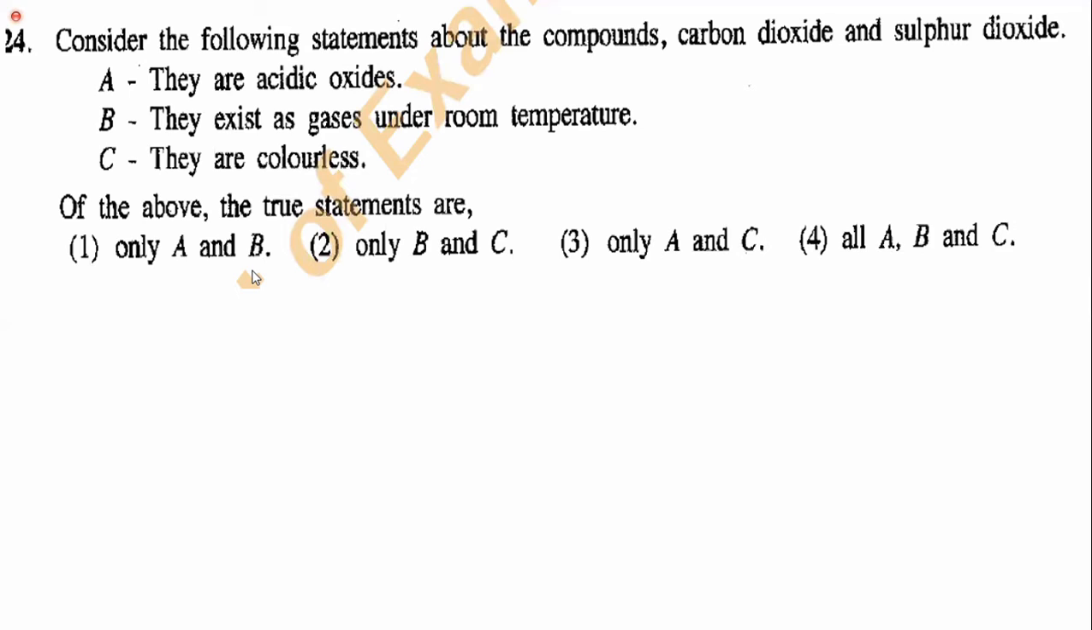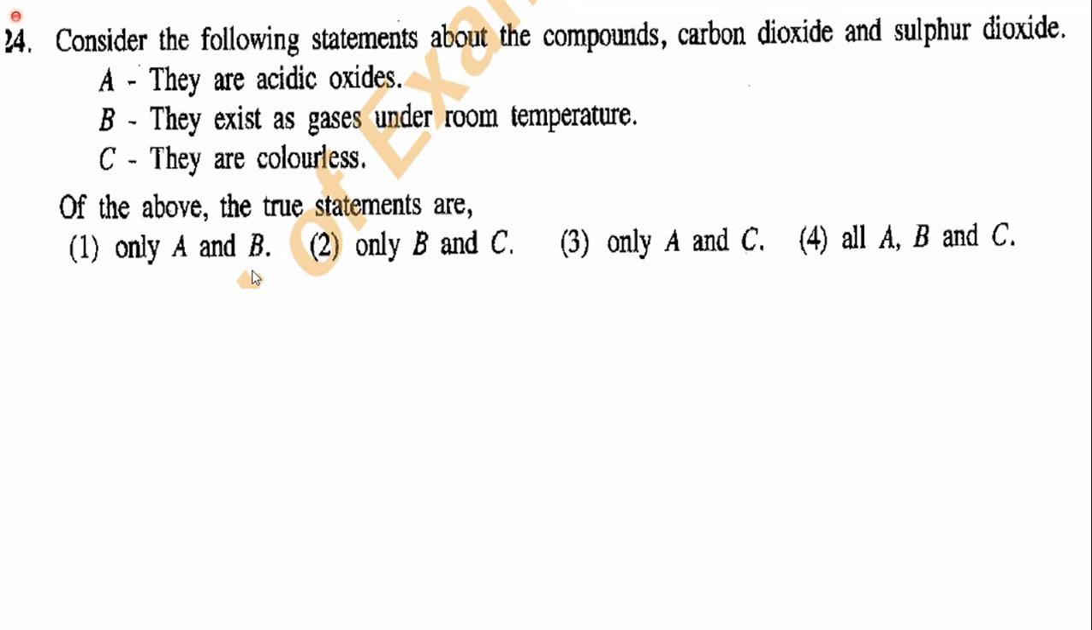Yes. Carbon dioxide is an acidic oxide. It dissolves in water and gives H2CO3, carbonic acid. The soda we drink is carbonic acid. And SO2 also dissolves in water, giving H2SO4. It is causing acid rain. The main gases causing acid rain are NO2 and SO2, because NO2 gives HNO3, nitric acid. This one, sulfuric acid. Both are acids.